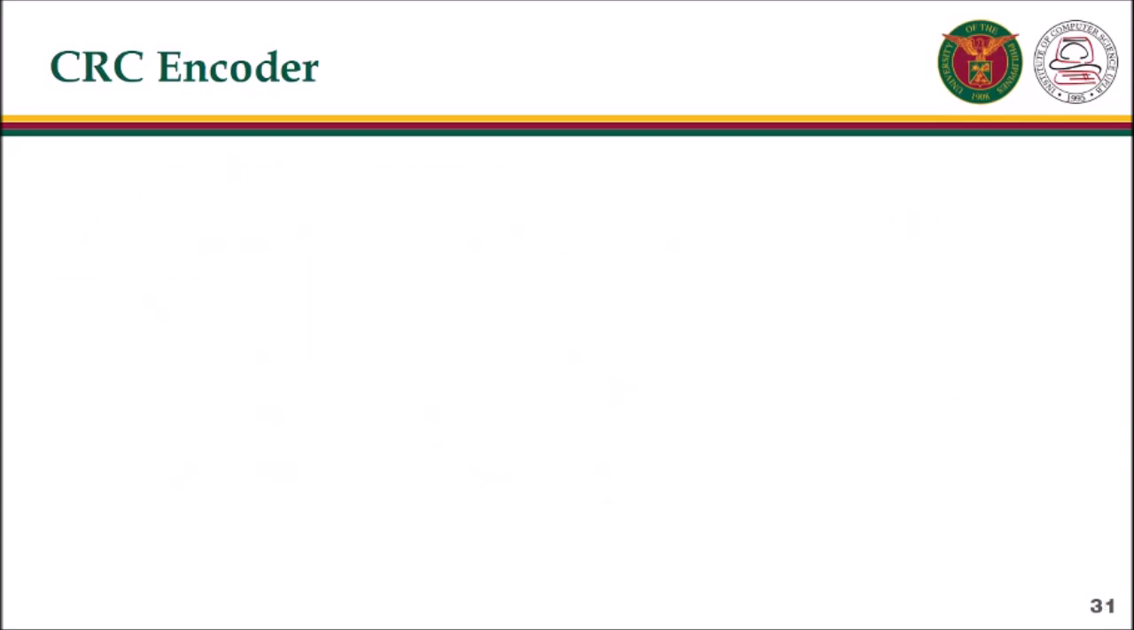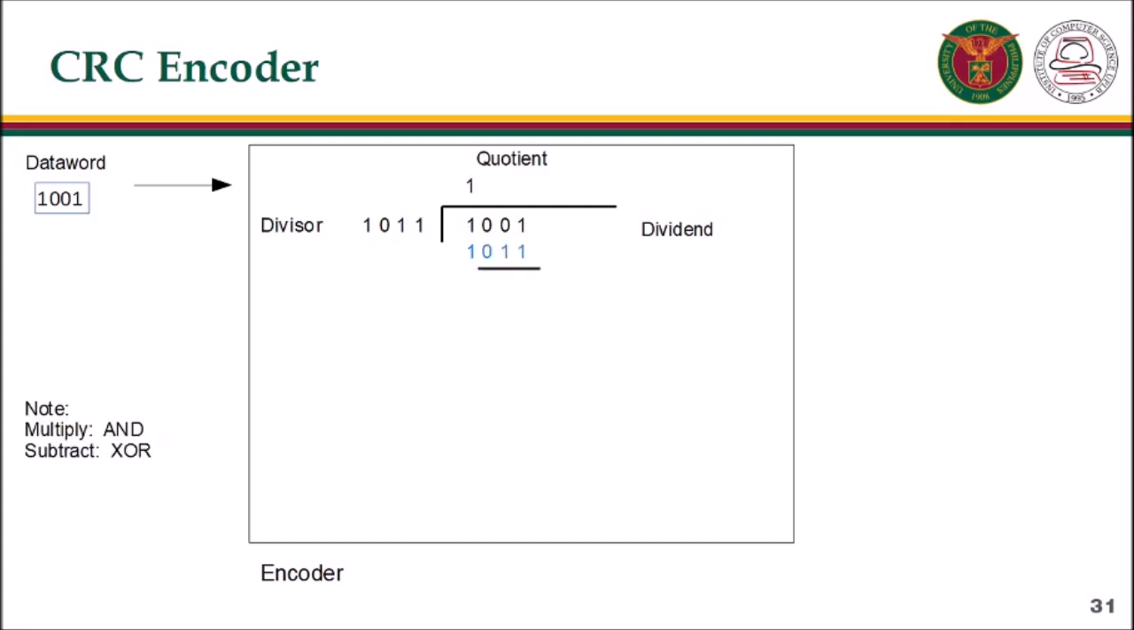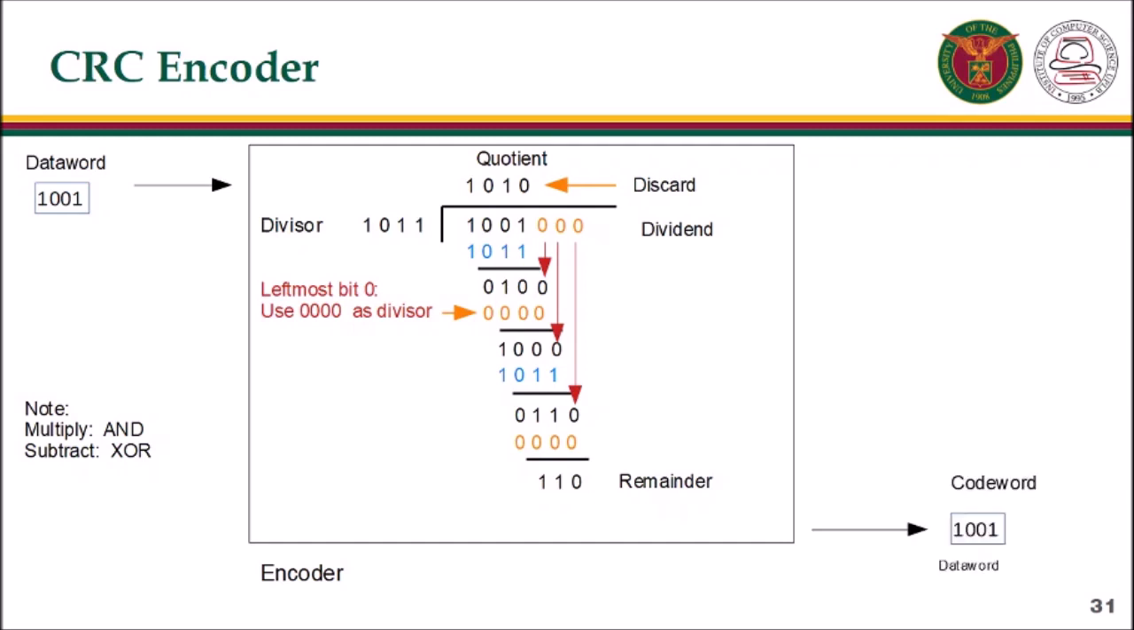Let's see how division in a CRC encoder works. The data word to convert and send is 1001. The divisor 1011 is predefined and agreed upon. If the leftmost bit is 0, use 0000 as divisor. Actually, we discard the quotient. We add the remainder to the data word to form the code word.